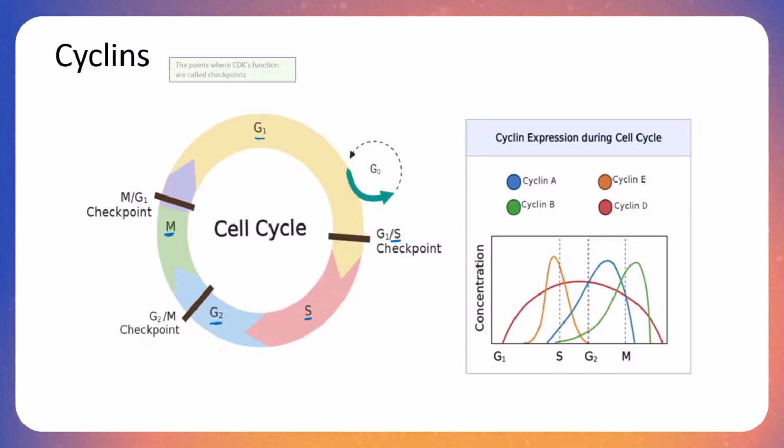And then you'll also notice that there are a variety of cyclins, cyclin A, cyclin E, cyclin B, and cyclin D, that are going to fluctuate within this cell cycle. And so the concentration of these cyclins is going to increase and decrease, or fluctuate, over the entirety of a cell's life cycle.